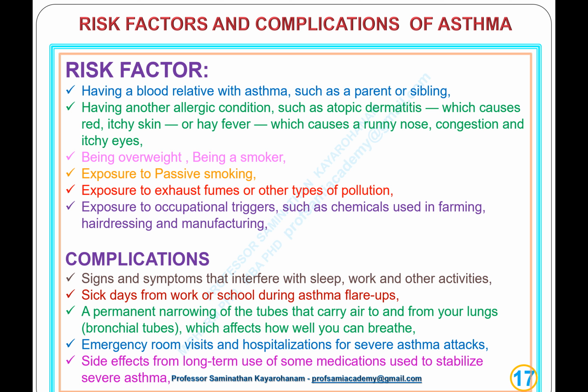Second, complications: signs and symptoms that interfere with sleep, work and other activities, sick days from work or school during asthma flare-ups, a permanent narrowing of the tubes that carry air to and from your lungs, bronchial tubes, which affects how well you can breathe, emergency room visits and hospitalizations for severe asthma attacks, side effects from long-term use of some medications used to stabilize severe asthma.